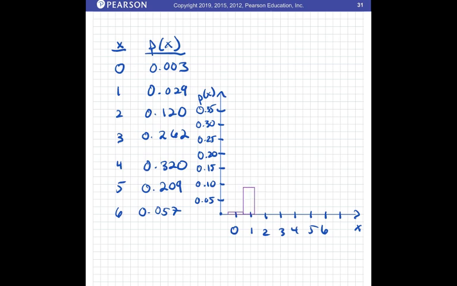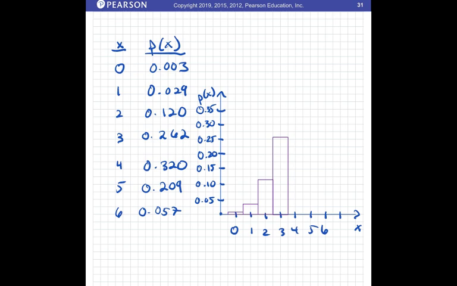So then when x is 1, that one is 3%. If that's 2.5, 3% is about there. The next one is 12%, so that one comes up to about here. That's 10, that's 12.5, so it's about there. Okay, 3 is about 26%, so it comes up to about here. That's 27, somewhere about there. Okay, 4 goes up to 32.